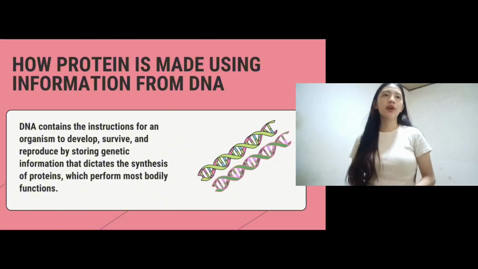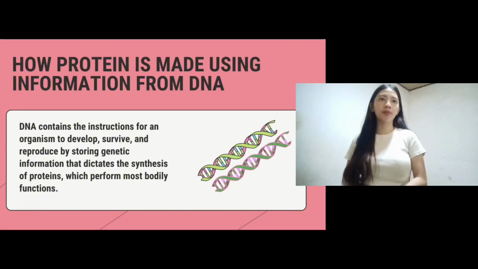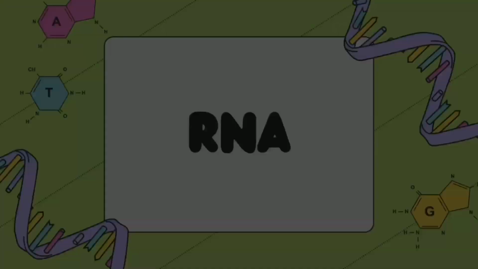Here's how it works. First, DNA is copied into RNA. Then, RNA brings the message to the ribosome, and the ribosome connects amino acids together to form proteins. So, without DNA instructions, our body would not be able to make the proteins we need to survive.